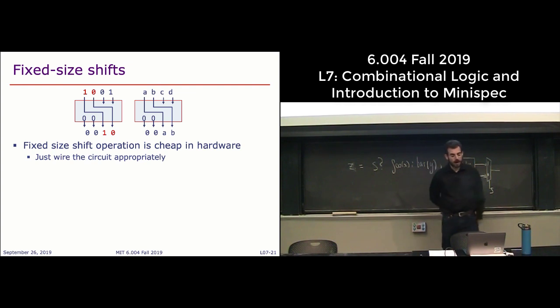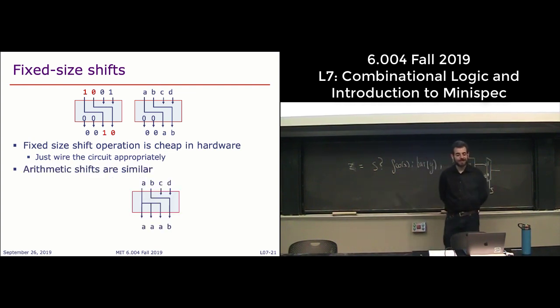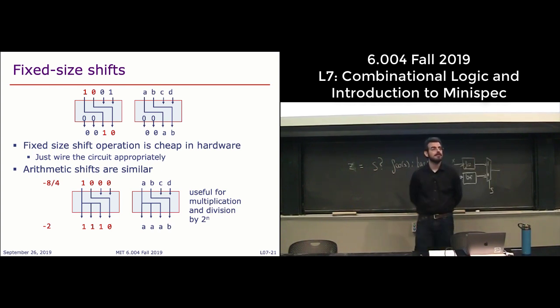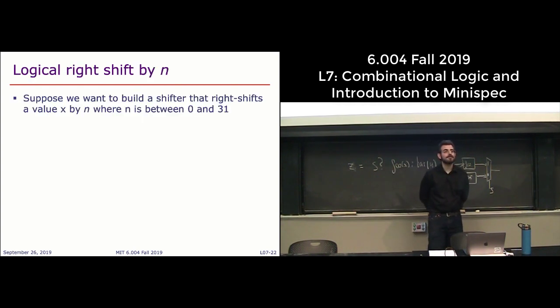For example, if we had 1, 0, 0, 1, and we shifted right by 2, then we'd end up with 0, 0, 1, 0. And arithmetic shifts, remember that we have in RISC-V SRL and SRA. This is the same thing, except that we copy the most significant bit over. This is useful for division by powers of 2 of numbers that are negative. So if we start with 1, 0, 0, 0, which is minus 8, and we shift right arithmetic by 2, we end up with 1, 1, 1, 0, which is minus 2 in 2's complement representation.